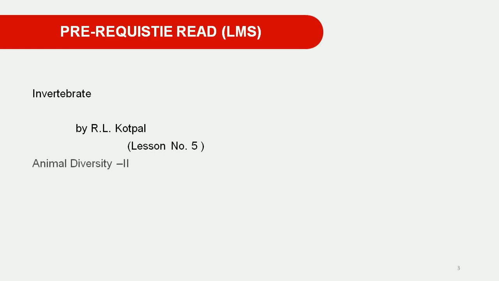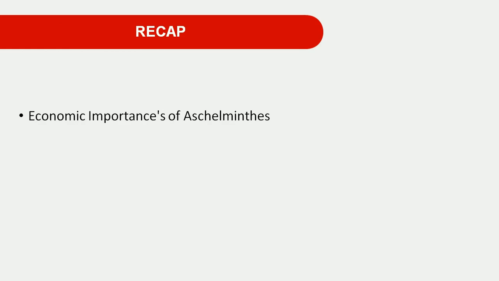I also suggest one of the textbooks available in our college library, that is Animal Diversity Part 2. This book is published by Vision Publication and written by Dr. V.R. Kote, and you can specifically go to lesson number 2 for good information.